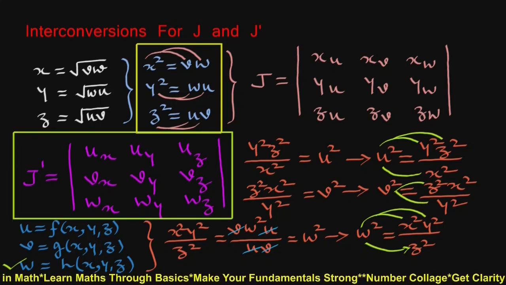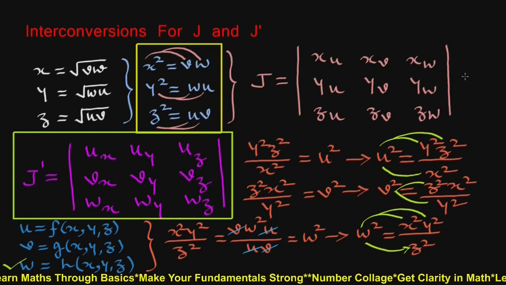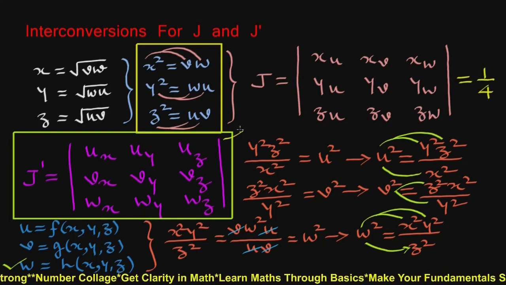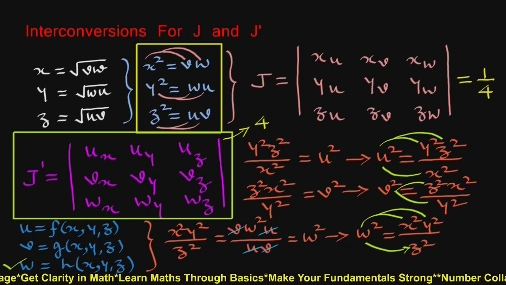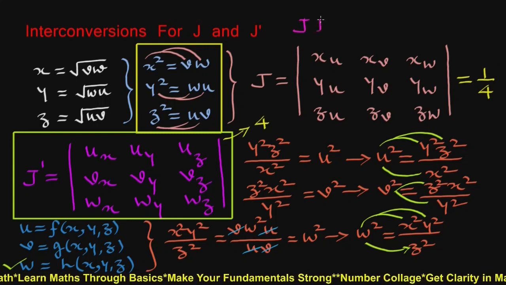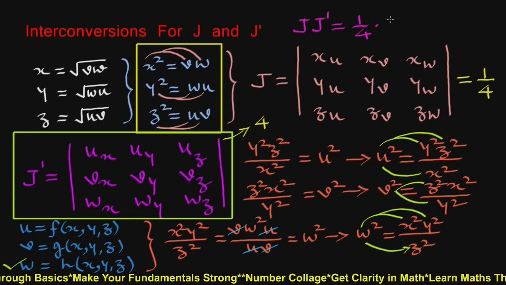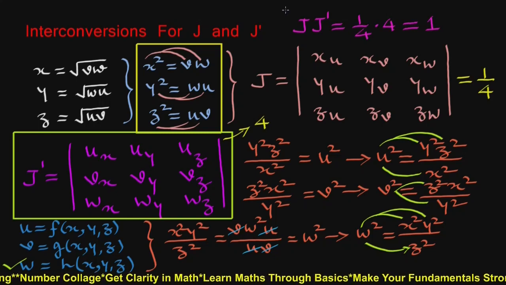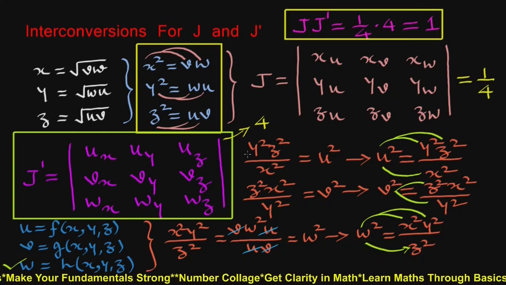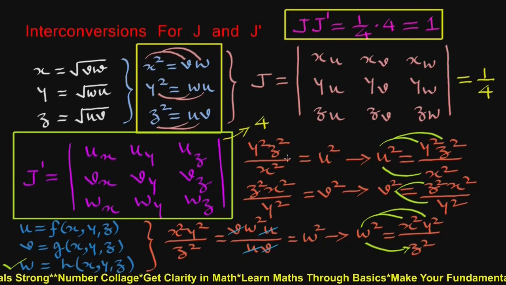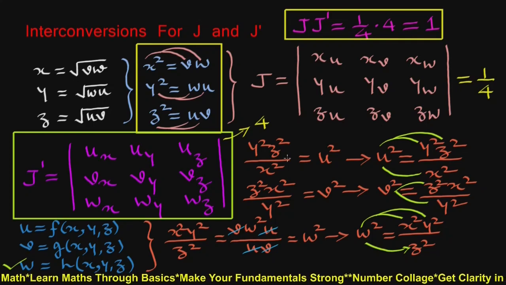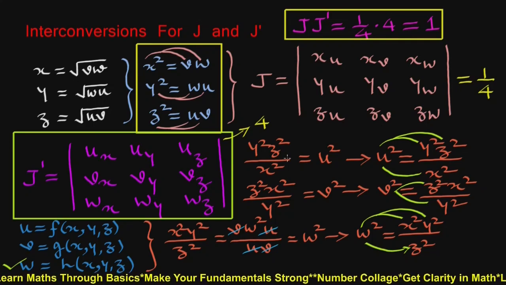In this case, if we carefully evaluate j, it will be 1 upon 4, and j dash will be 4. So the product j into j dash will be 1 upon 4 into 4, 1. Hence we can prove j j dash equals 1. This is how we can make interconversions for j and j dash for functions of 3 variables.